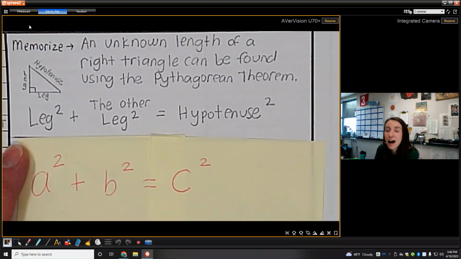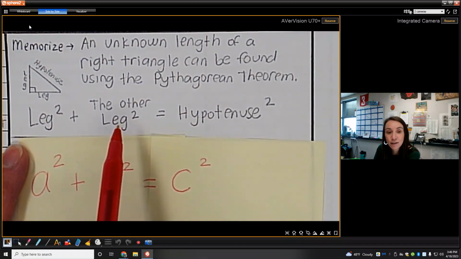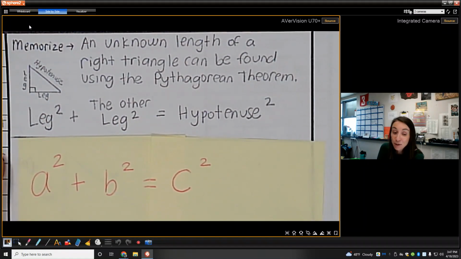So to be safe, I teach it as leg squared plus the other leg squared is equal to the hypotenuse squared. But just know that this also represents the Pythagorean theorem. Be cautious to know that the hypotenuse squared will always be isolated no matter what variable is used.